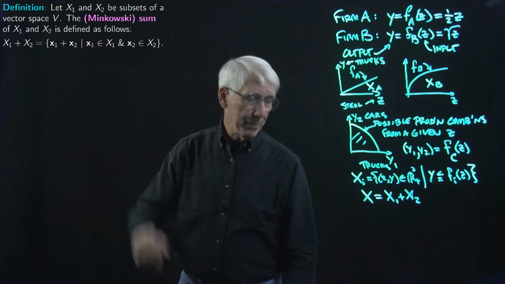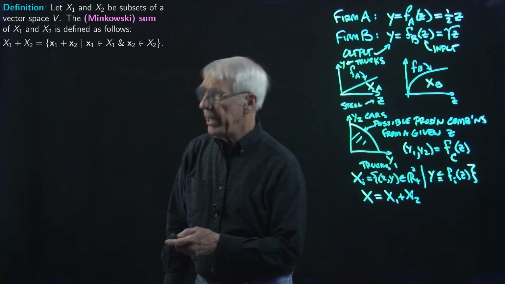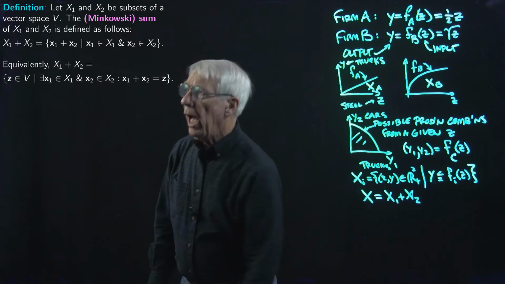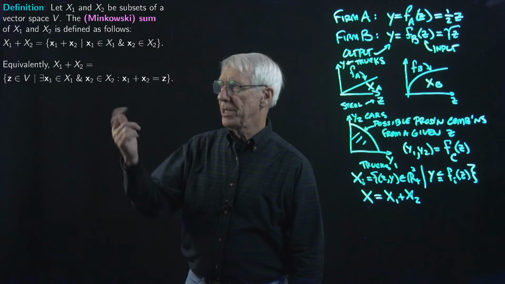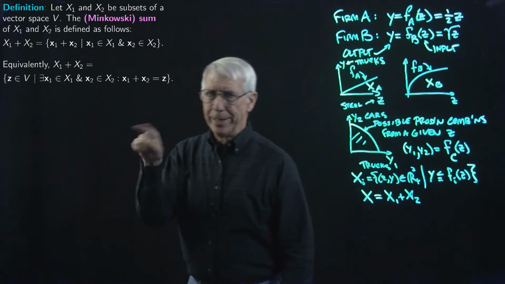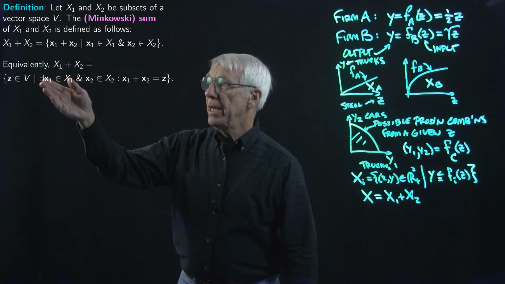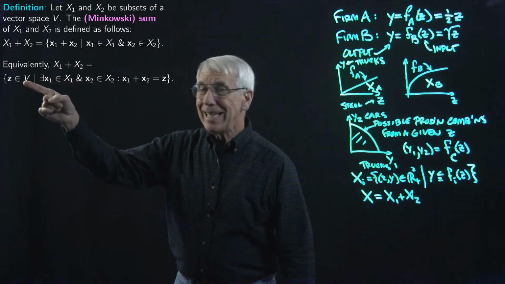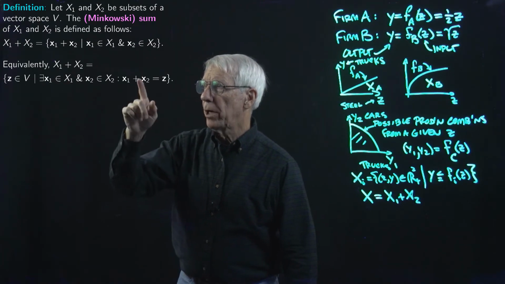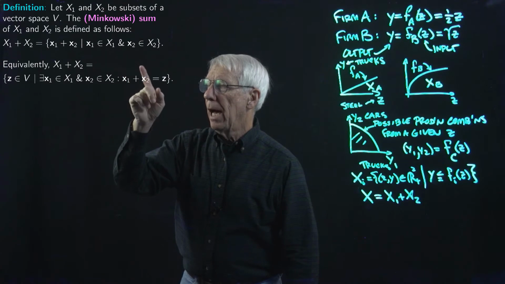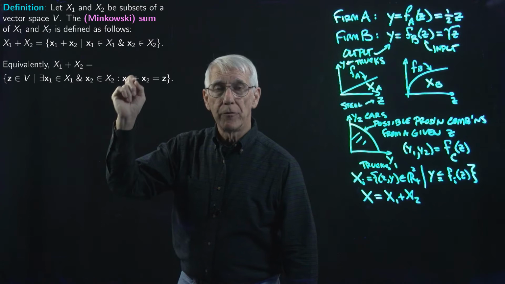And we just call that capital X1 plus capital X2. In fact, there is an alternative, completely equivalent way to write this set, and you can see it's really the same. It's just written a little differently. And that says the sum of the two sets is the set of all vectors Z in the vector space that can be formed by adding up two vectors, one from the set X1 and one from the set X2.